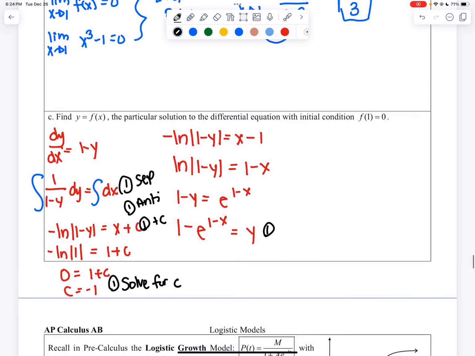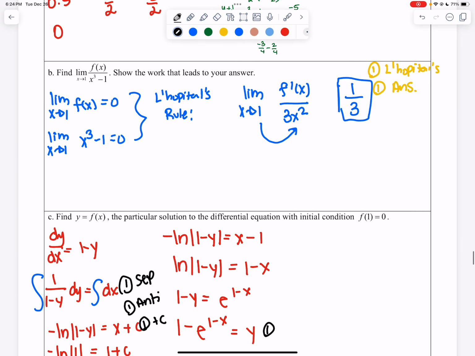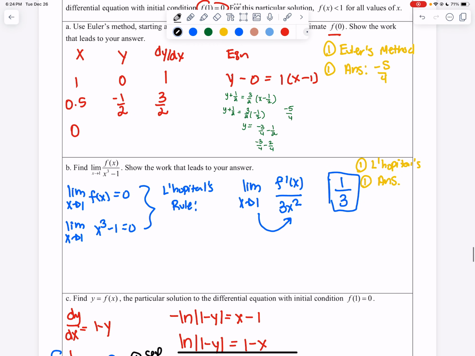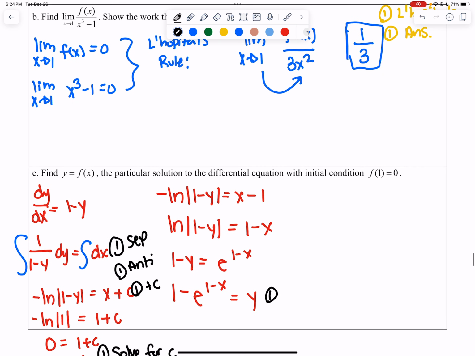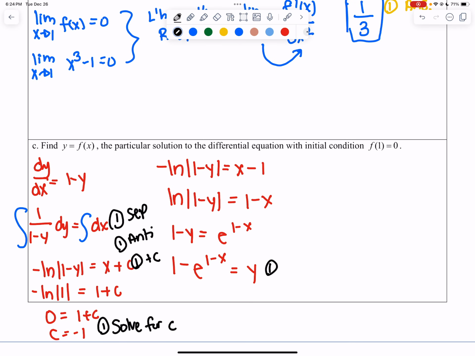And that's going to be 5 points for part C, 2 for B, and then 2 for A, which gives you 9 total points. And hopefully you got those 9, because this was kind of a low-key and easy FRQ to do.